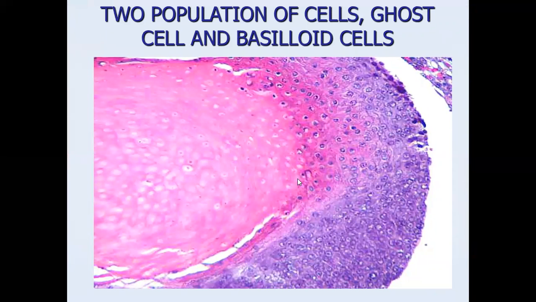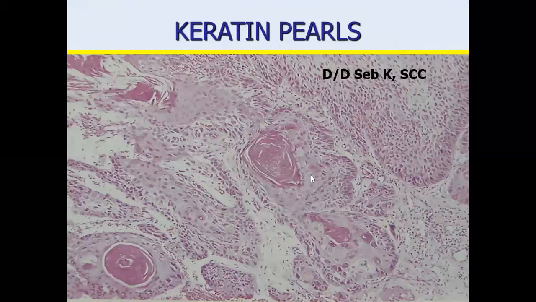Sometimes the tumors comprise two populations of cells. Here there are two populations, the pink and the blue cells. And these pink cells are typically called ghost cells because they have retained their cytoplasm and cell membrane, but they have completely lost their nuclei. And this is the histological appearance of pilomatricoma.